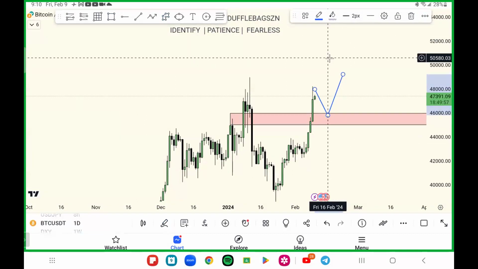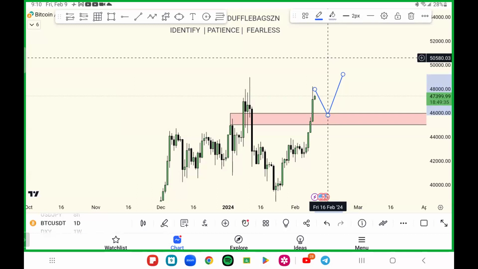Oh, that's okay. But it's Bitcoin on the daily time frame, so the stop loss should have been in there. If not, you just pray.